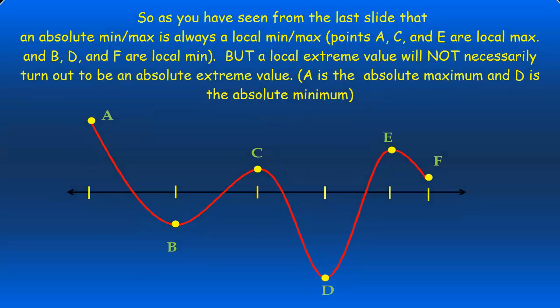So as you have seen from the last slide, an absolute min or max is always a local min or max. Here, points a, c, and e are local maxima, and b, d, and f are local minima. But a local extreme value will not necessarily turn out to be an absolute extreme value. Here, a is the absolute max, and d is the absolute minimum. So one occurs at an endpoint, and another occurs at an interior point.